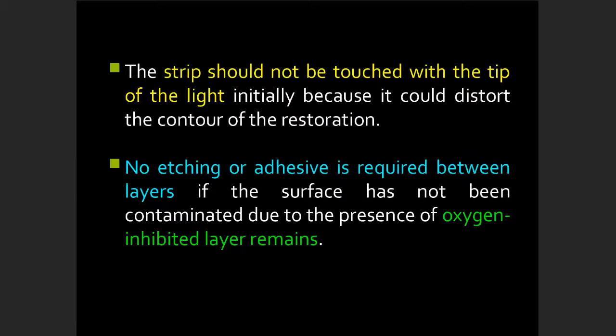Now, the strip should not be touched with the tip of the light initially because it could distort the contour of the restoration. Now you have to hold the tip of the light cure gun as near as possible to the composite, but you should avoid putting pressure of the tip onto the composite. Why do we want to avoid the pressure? Because it will affect the contour of the composite. The contour of the composite will be damaged.